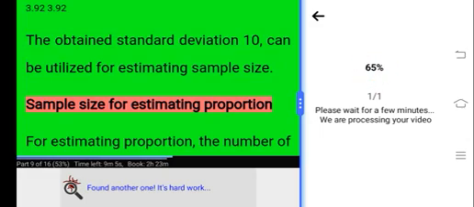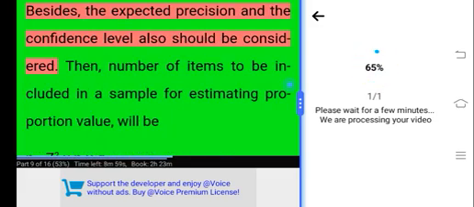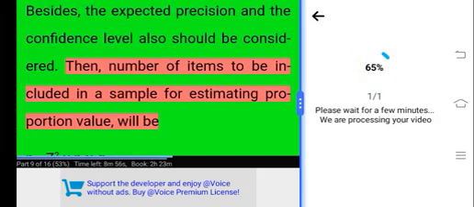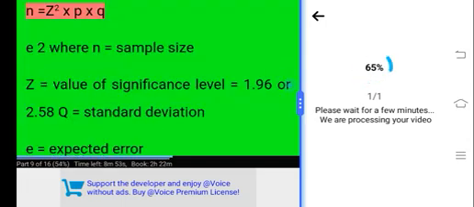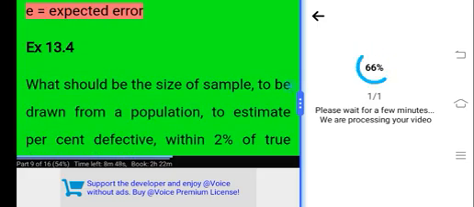Sample size for estimating proportion. In estimating a proportion, the number of elements in a sample is a decision factor which must be specified beforehand. Besides, the expected precision and the confidence level also should be considered. The number of items to be included in a sample for estimating a proportion will be n equals z² × p × q / E², where n equals sample size, z equals value of significance level equals 1.96 or 2.58, q equals 1 minus p, and E equals expected error.